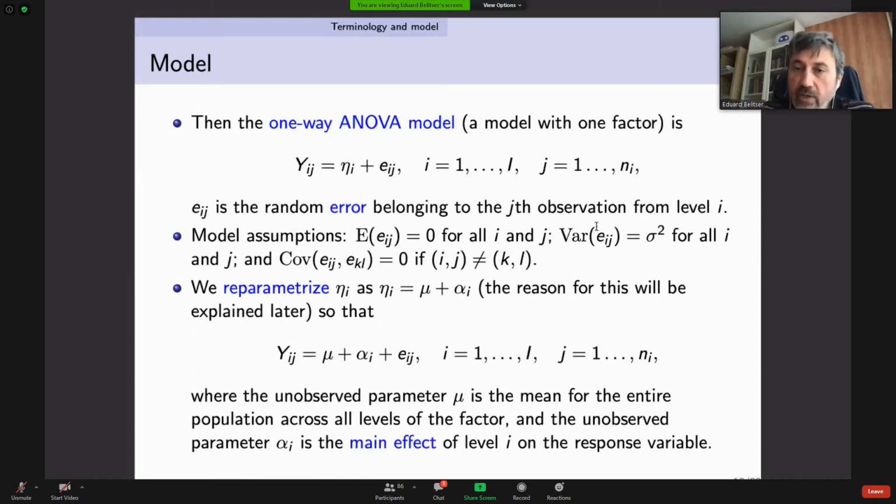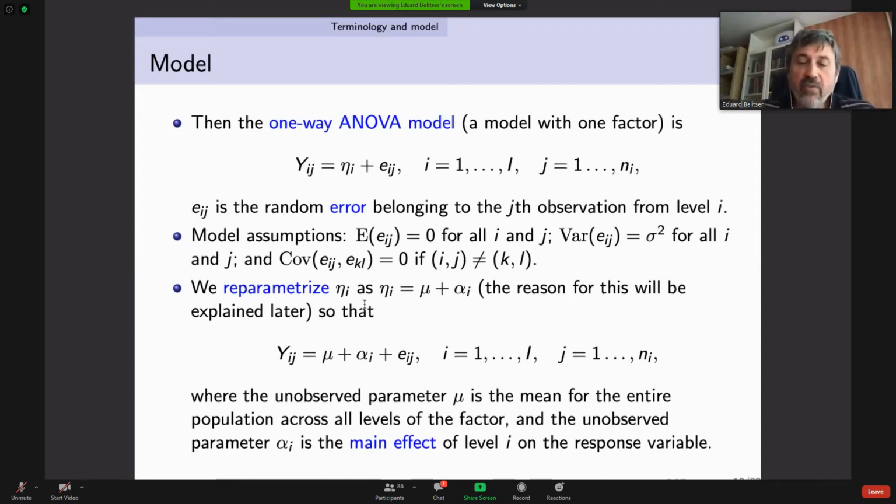And now we come to the assumptions. We assume that all these errors have the same variance, sigma squared, and they're uncorrelated. For now, we are not assuming anything else, just uncorrelatedness, and that they have the same variance. That's it. So for now, it's good enough.